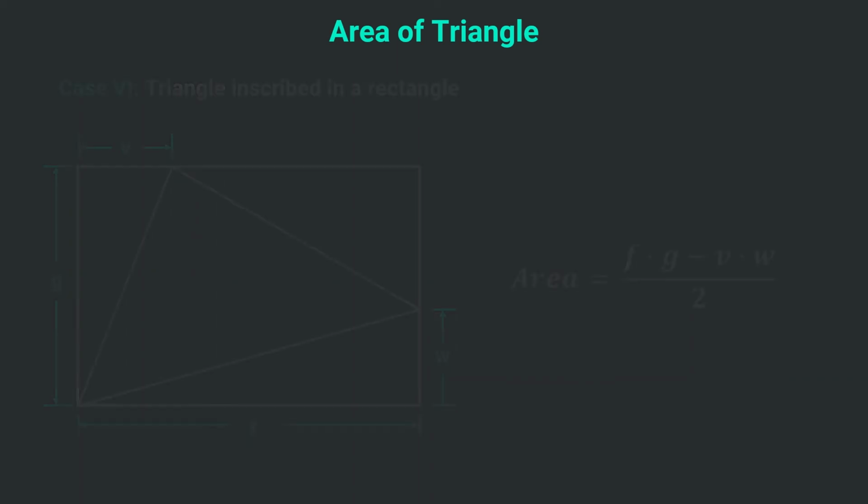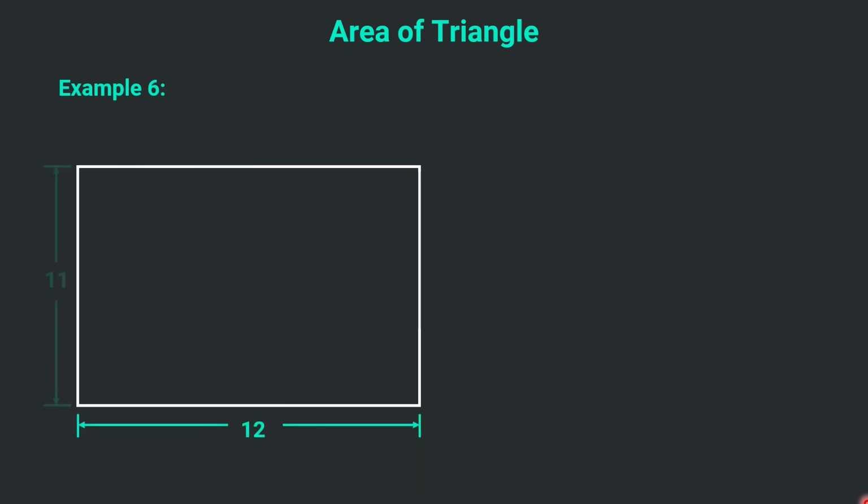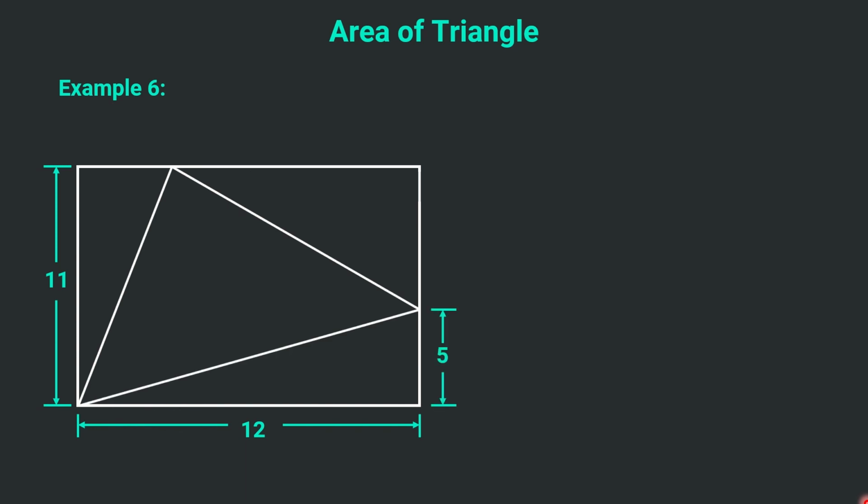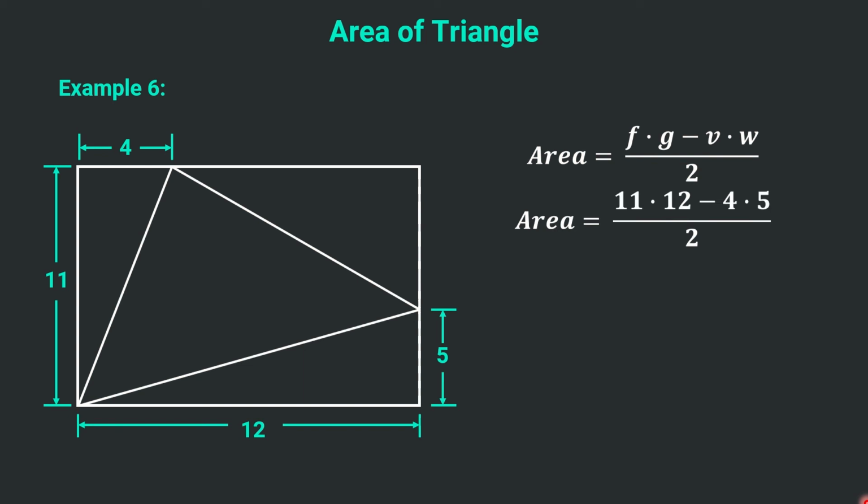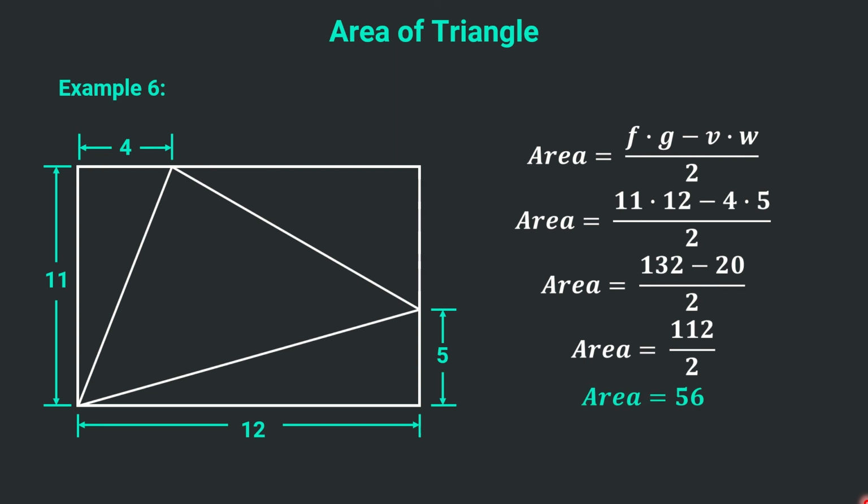So let's see an example for this case. For a rectangle with dimensions 12 and 11, we have a triangle inscribed in it with displacements of 5 and 4. The area of the triangle is given as (F into G minus V into W) upon 2. Putting the values of F, G, V and W, we get (11 into 12 minus 4 into 5) upon 2. So 11 into 12 is 132 and 4 into 5 is 20. So (132 minus 20) upon 2 is equal to 112 upon 2. So the area of this triangle will be 56.